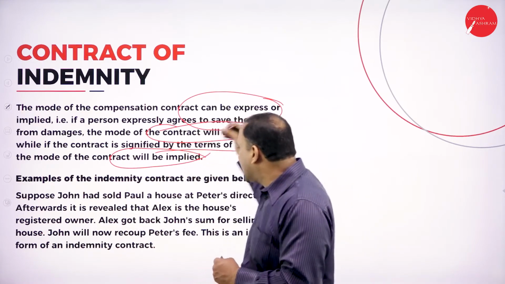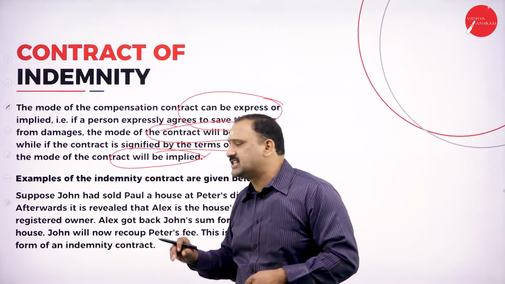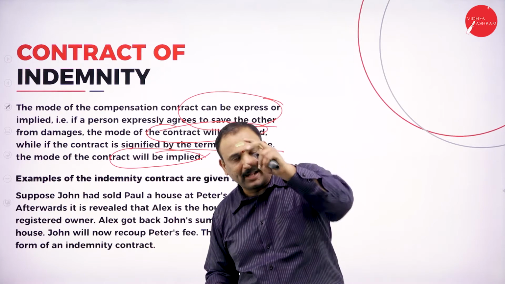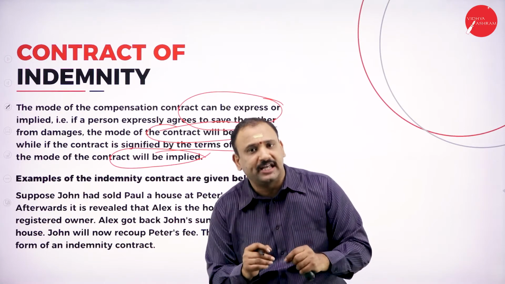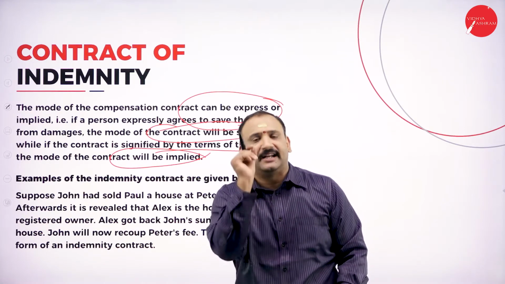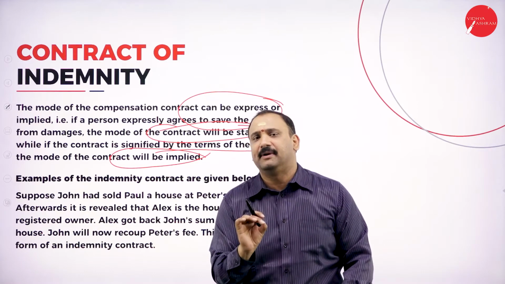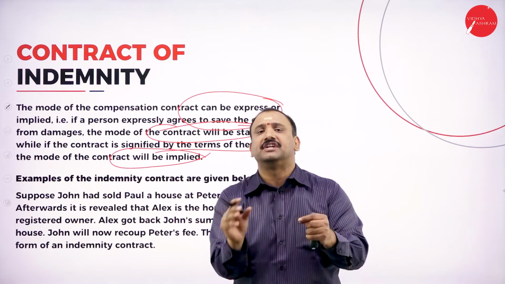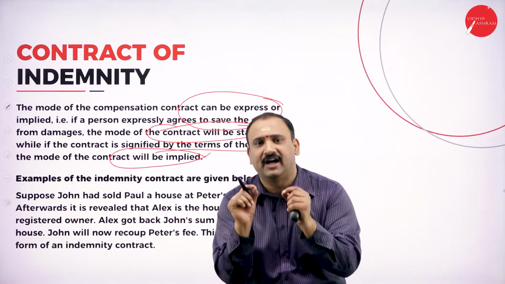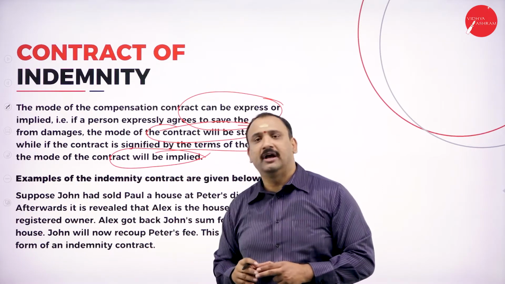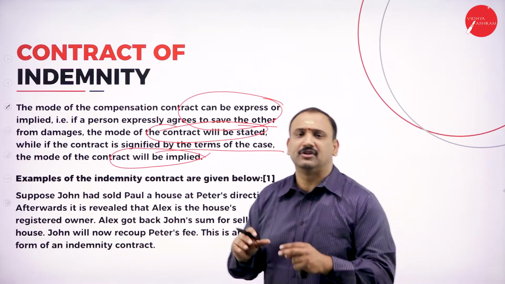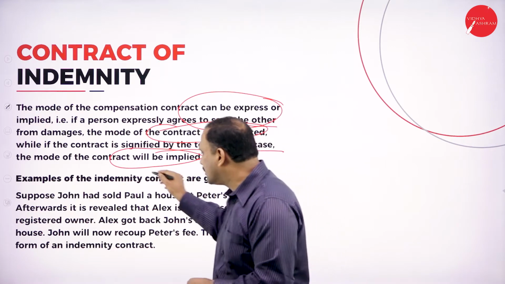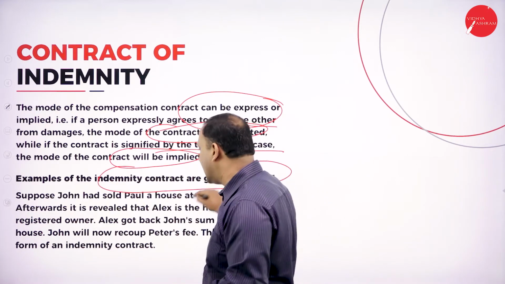While if the contract is signified by the terms of the case, the mode of the contract will be implied altogether, which means that the moment it is being stated, it is being told as per the agreement that these are the conditions under which the compensation shall be provided to the other party. We are talking about the contract implied. So this is where the contract of indemnity comes into the picture. Now examples of indemnity contract are given below.